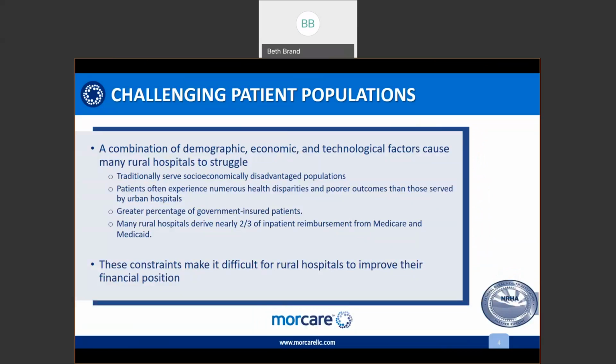Another key contributor is the payer mix. Rural hospitals deal with a larger percentage of Medicare and Medicaid patients. In some instances, as much as two-thirds of their overall patient population are government insured. This is an issue not only because reimbursement is often lower from those payers. Actually, in many cases, it doesn't even cover the cost of delivering the care, but also signifies a greater burden in that these hospitals must respond and react to the ever-changing government payment requirements.